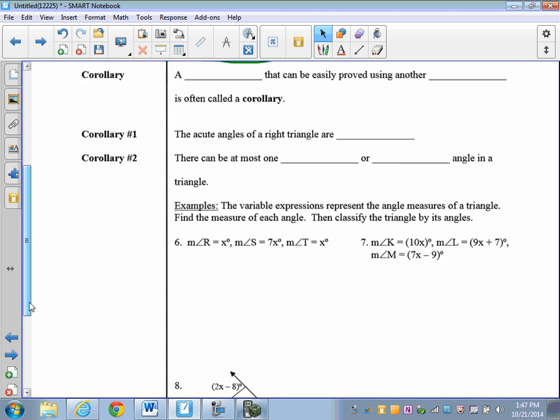We have a couple of corollaries. This is a word that we haven't used this year to my recollection. But a corollary is just a theorem. Remember, a theorem is something that can be proven. A corollary is a theorem that can be easily proved using another theorem. So the first corollary we have is the acute angles of a right triangle are complementary.